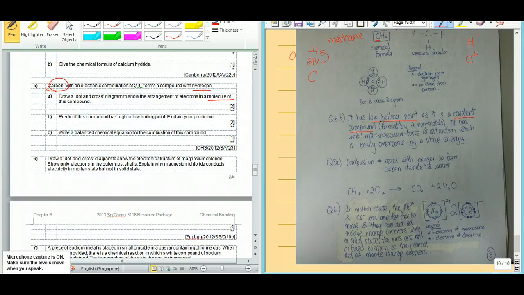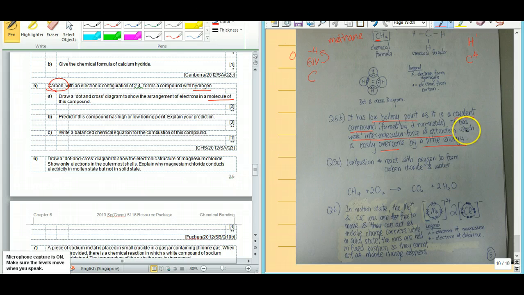So what if it's a covalent compound? You must note that whenever you talk about melting and boiling point, you must talk about whether a lot or little energy is needed to overcome the force of attraction. So in this case, if you say it's a low boiling point, therefore little energy is needed to overcome the weak intermolecular force of attraction. So this is the answer for your 5B.